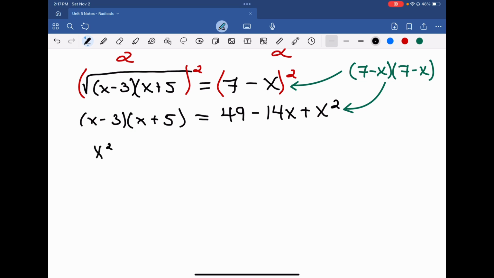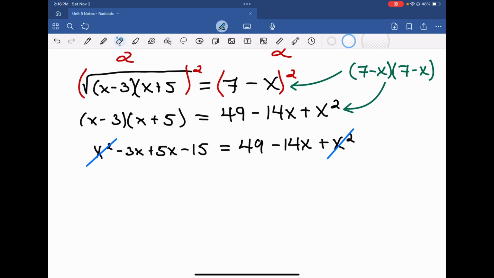Now that we have this piece here, what we're going to do is expand our left-hand side as well. It becomes x squared minus 3x plus 5x minus 15, which is equal to 49 minus 14x plus x squared. If I realize that the x squareds are 1 and 1 on both sides, I'm just going to cancel those out. So let's use a straight line tool here. I'm going to cancel this x squared, cancel this x squared.